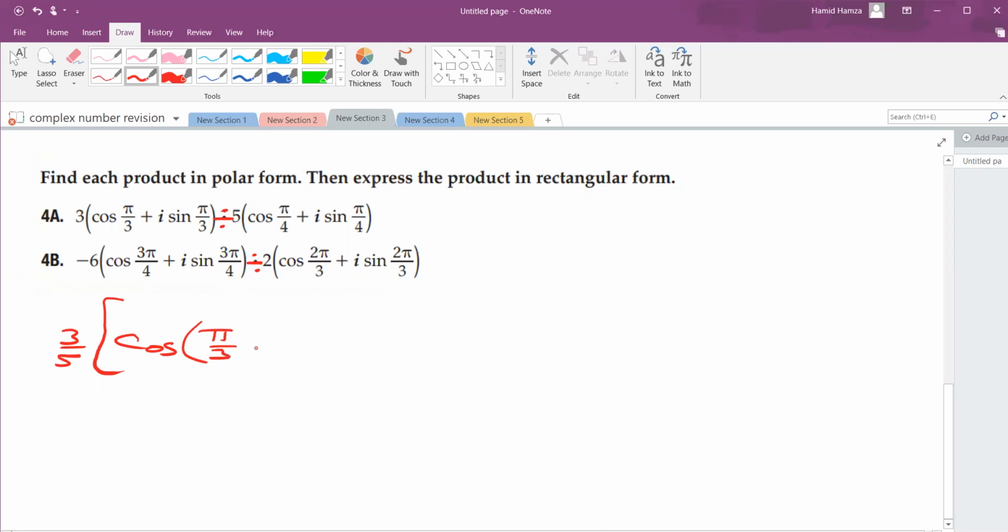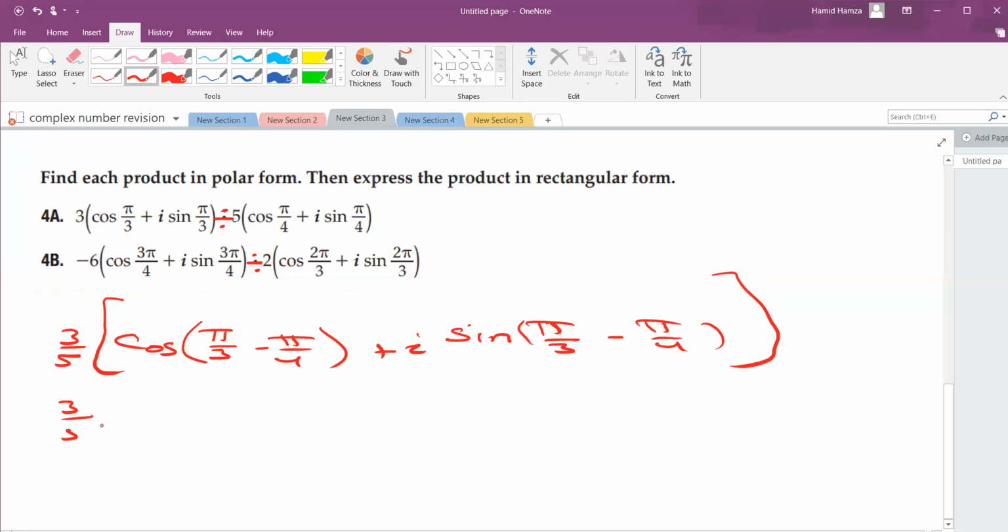Plus i sine of pi over 3 minus pi over 4. So with division, we subtract the angles. So 3 over 5 cosine, also the common denominator is 12, here multiplied by 4 and here by 3. So 4 pi minus 3 pi is 1 pi. So pi over 12, plus i sine pi over 12.